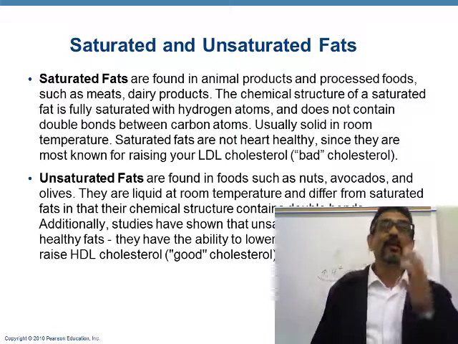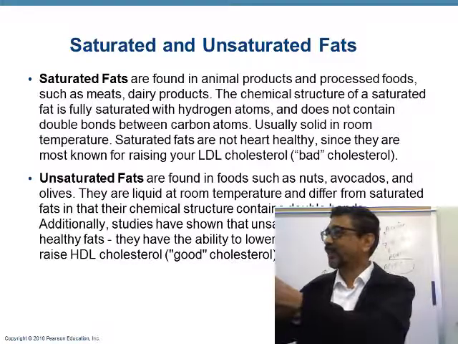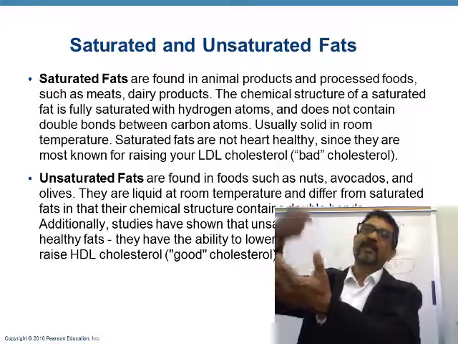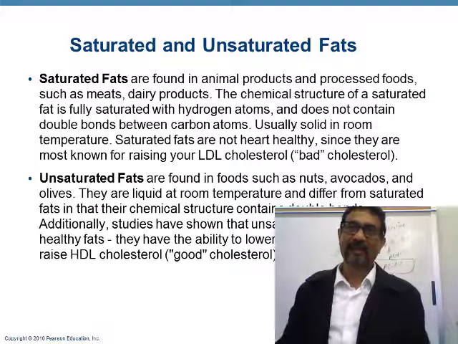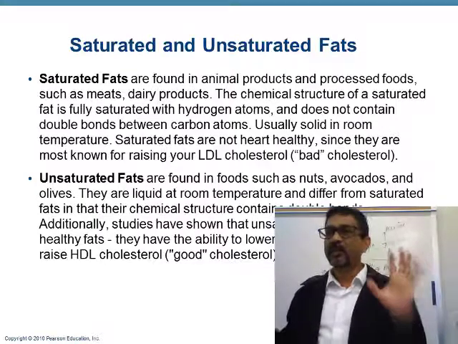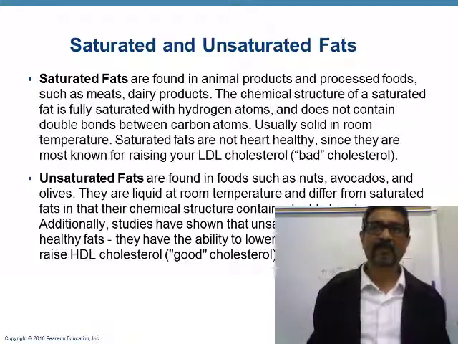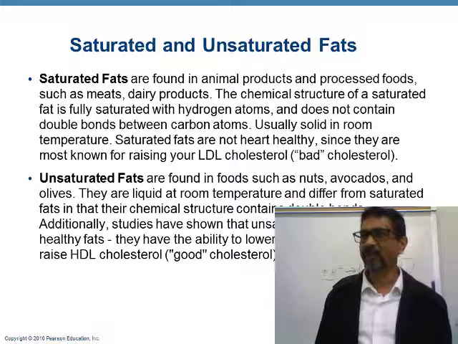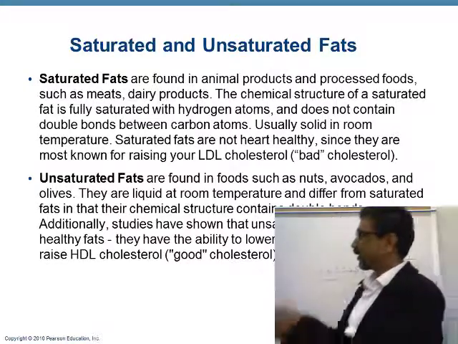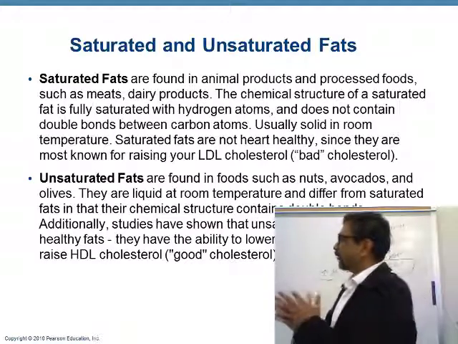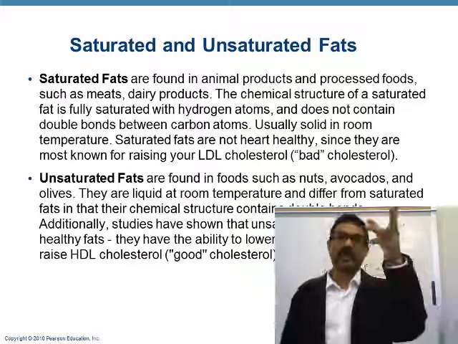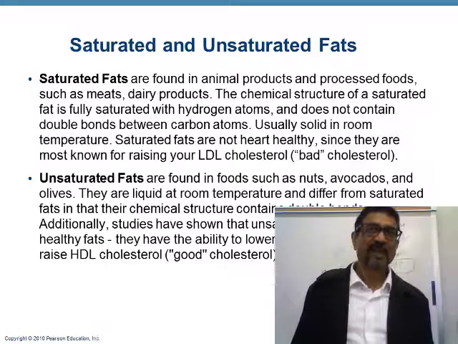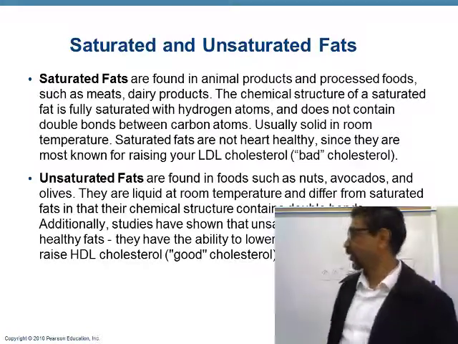Why is one called saturated, the other unsaturated? There is a reason, right? Saturated is heavily filled with hydrogen. That's why it is called saturated. It is saturated with hydrogen, plenty of hydrogen. In unsaturated, you have a lesser amount of hydrogen. Another thing: saturated fats mostly come from animal sources. Unsaturated fats come mostly from plant sources.